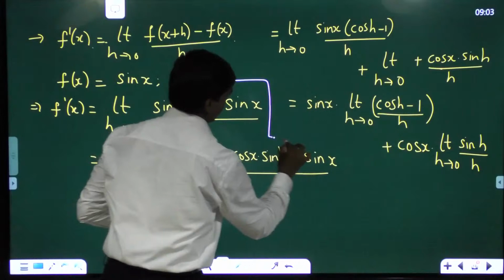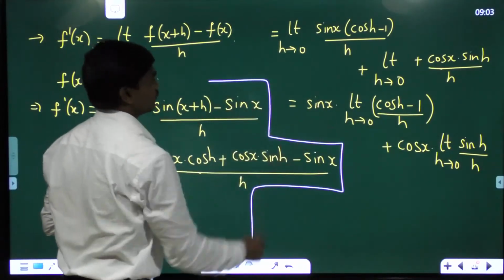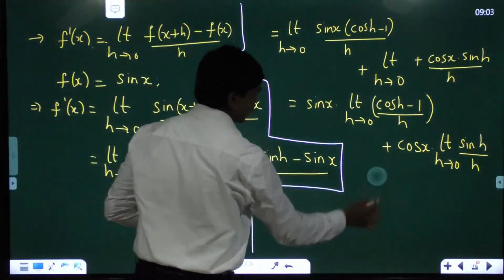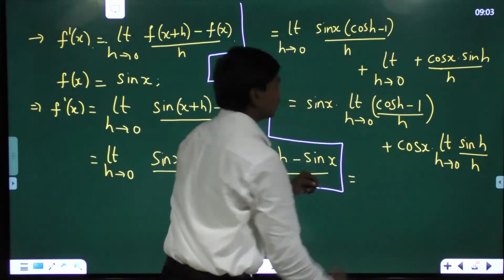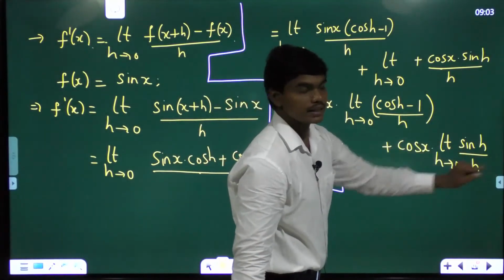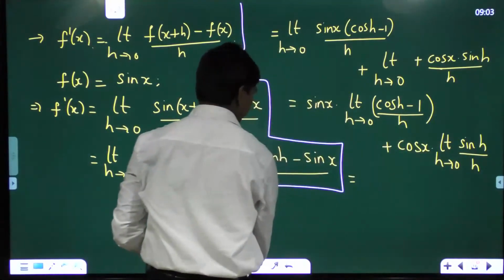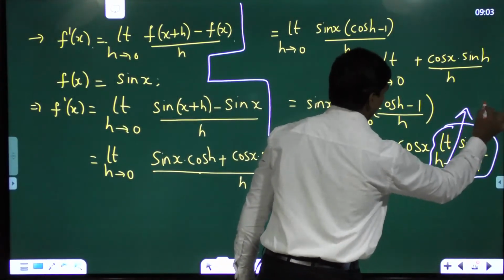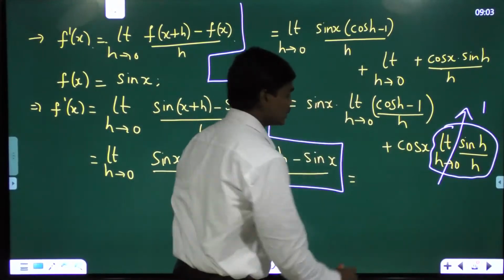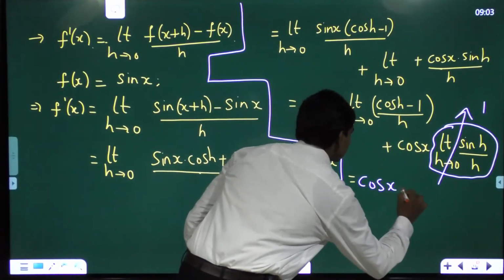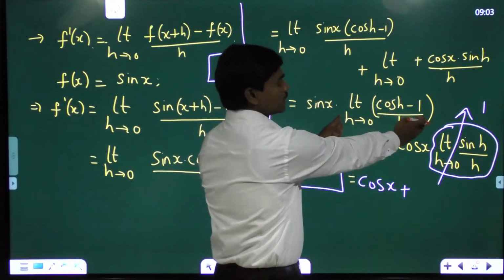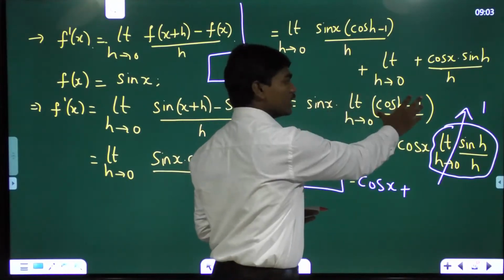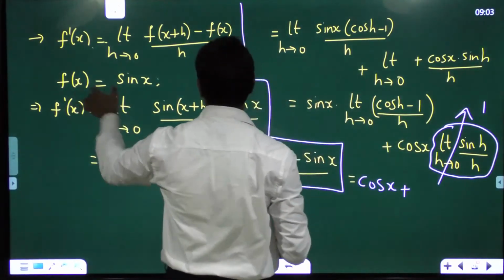Let me move to the other side of the board. So it's clear now. So see here, what's the value of this limit h tends to 0 of sin h by h? It's known to us, the value of this limit is 1, which means 1 into cos x is cos x plus, now if you evaluate this other limit, you could get the total derivative, because sin x into this value plus this cos x is the actual derivative of this sin x.